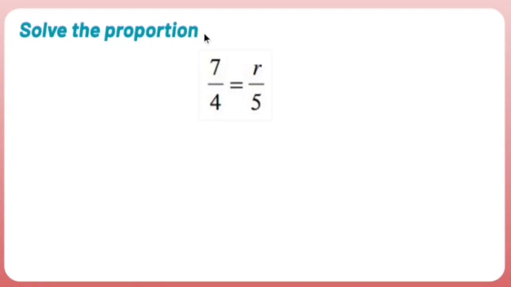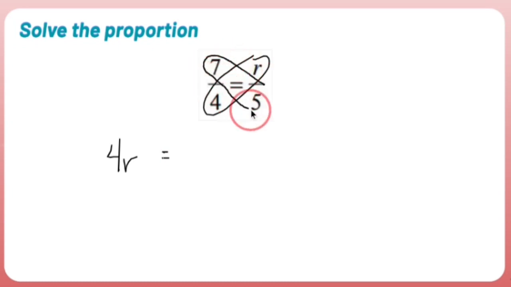Solve the proportion. A proportion is when you have one fraction equaling another fraction. And when you see this, it's a very simple method called crisscross applesauce. You take any diagonals and multiply them together. So 4 times r is 4r. Set it equal to the other diagonals multiplied together. 7 times 5 is 35.